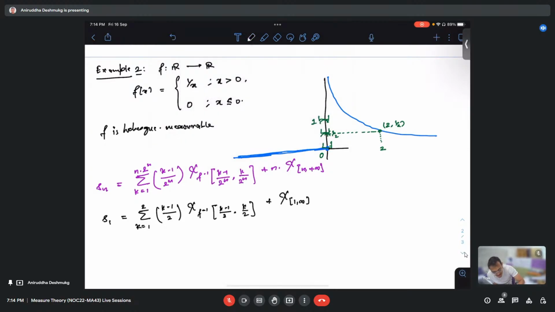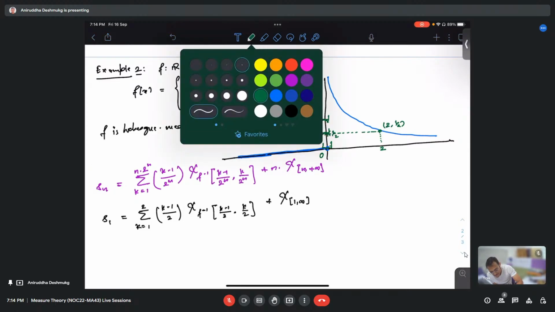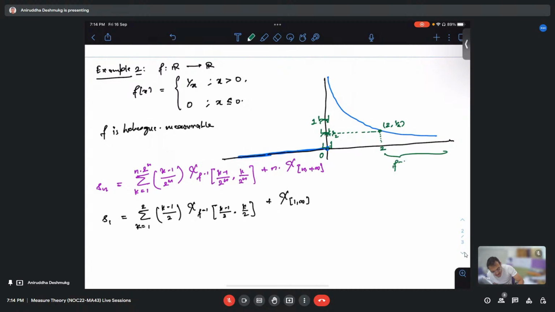That is not correct, because the pre-image of this set is actually everything after 2. This is f inverse of 0 to half. Why? Because this is the collection of all those real numbers such that f(x) is between 0 and half, but f(x) is either 0 or, if it is positive, then x has to be positive, which means x must be in 2 to infinity.